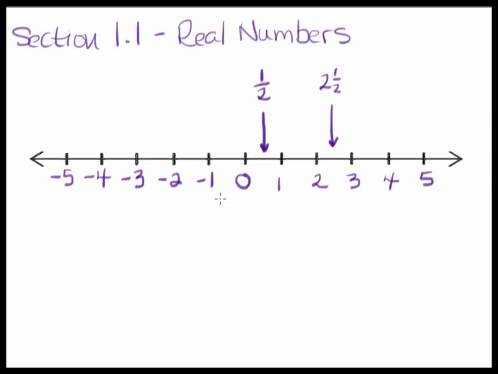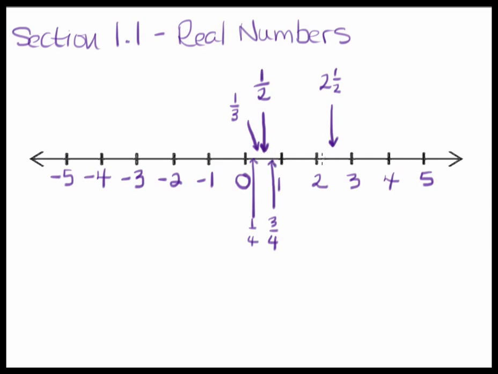In addition to that, between 0 and 1 is the number 1/2, but there's also the number 3/4 and the number 1/4 and the number 1/3 and so on. In fact, there's an infinite number of fractions between 0 and 1 and between any two numbers on the number line.